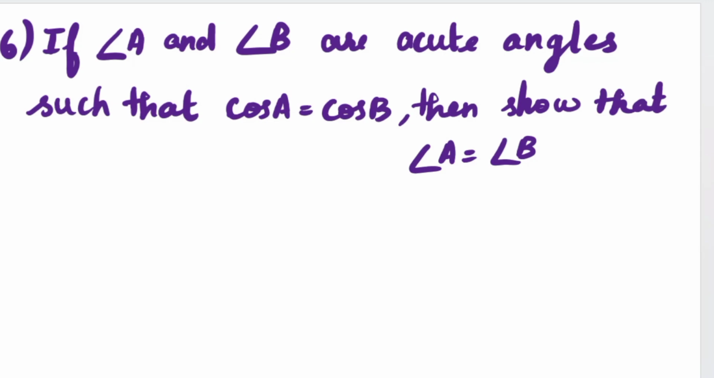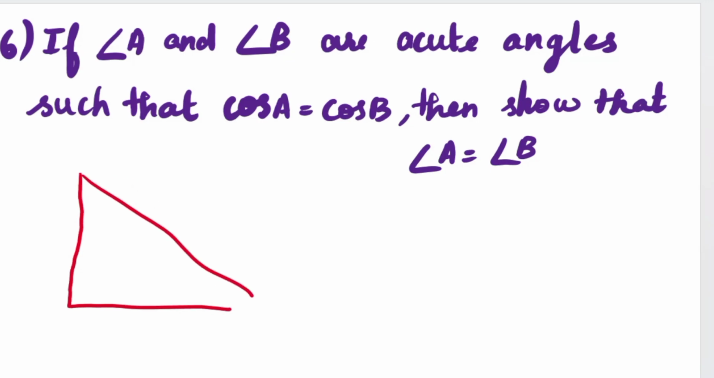This is sixth sum. What is given? If angle A and angle B are acute angles such that cos A is equal to cos B, then show that angle A is equal to angle B. Now for this question, let's draw a right angle triangle, okay? So let this be A, let this be B and let this be C. The right angle is at C, okay? So now keep this angle as A and this angle as B, okay?